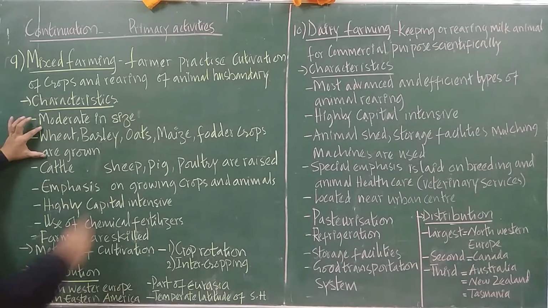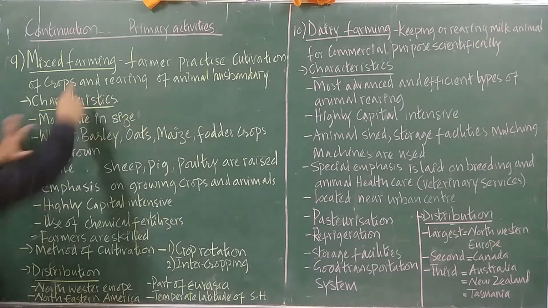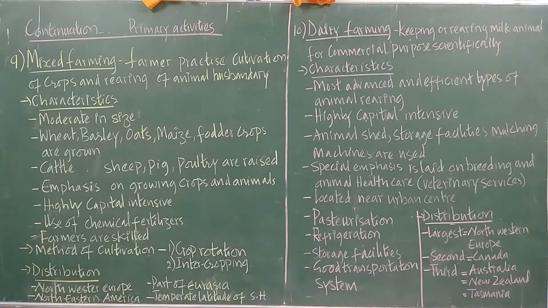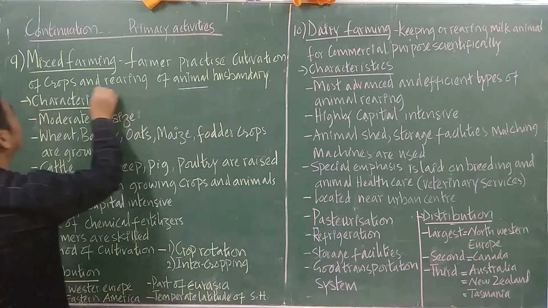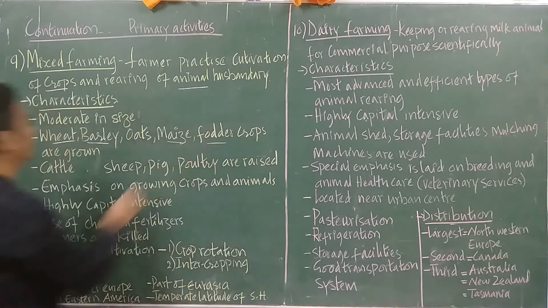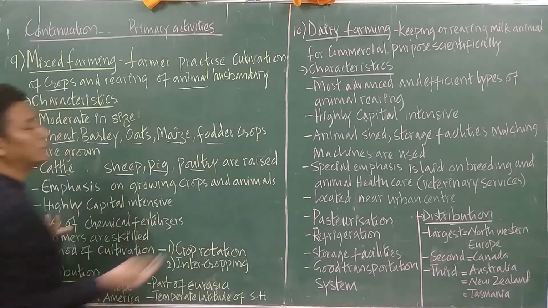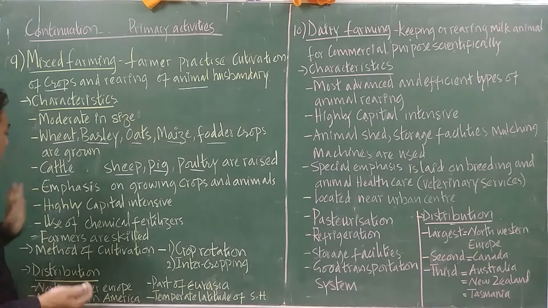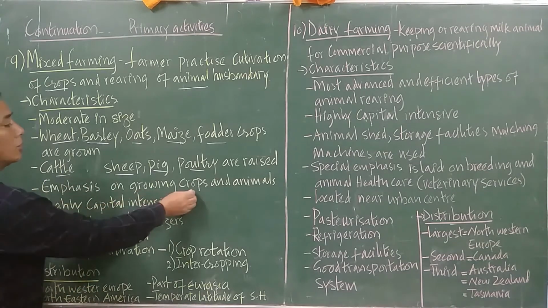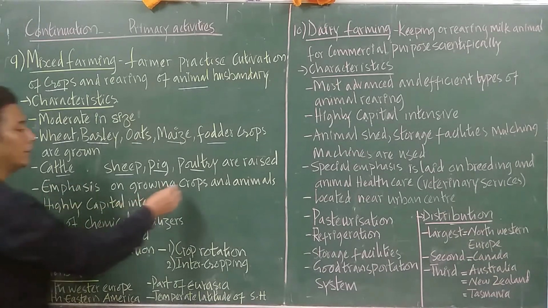In mixed farming, animal husbandry and crop raising are done together. Not only crops, not only animals, but this is mixed. There is emphasis on growing crops and raising animals. These are the important points.